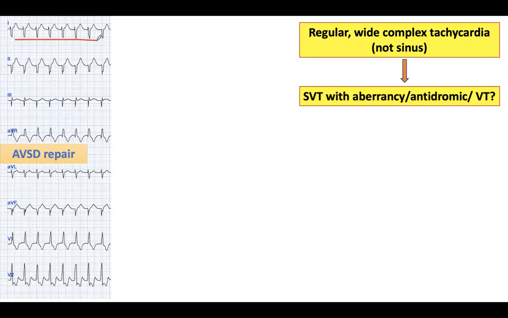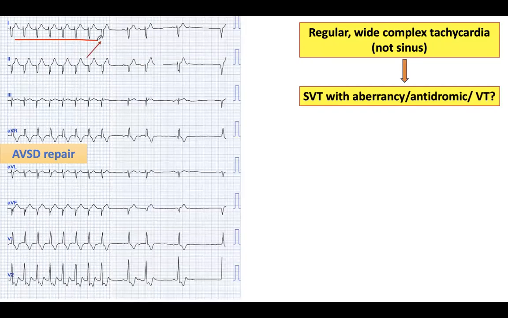Like we said, you have such a differential, which is SVT with aberrancy, antidromic SVT, or VT. You gave adenosine, and in this case, it terminated, right? So what would this suggest or rule out? It rules out an SVT with aberrancy. Why do you say that?